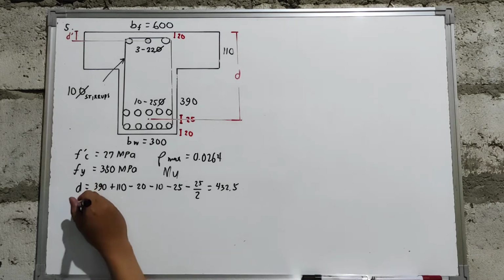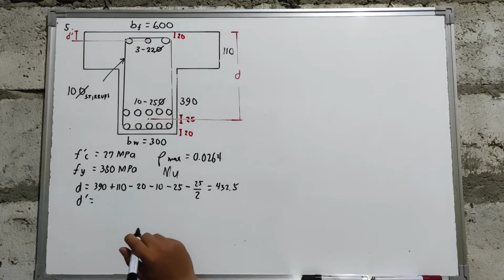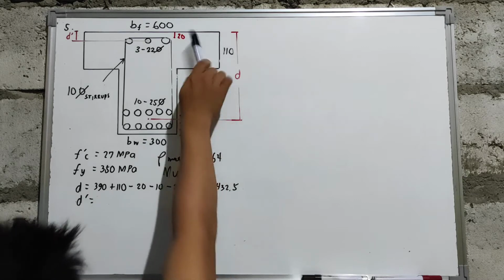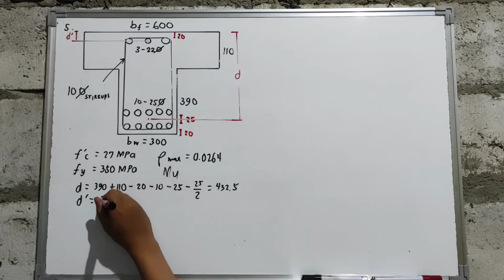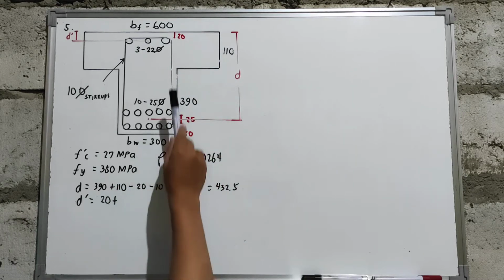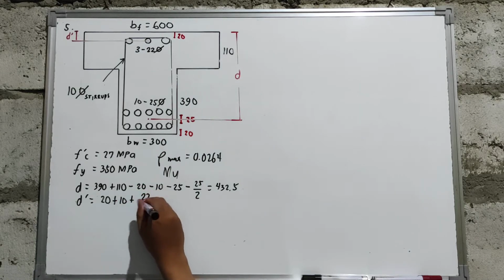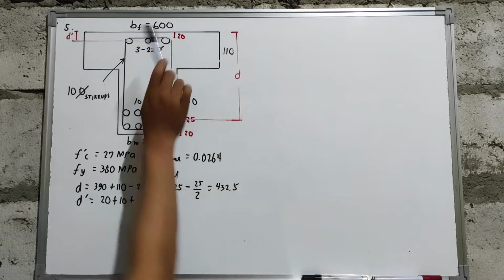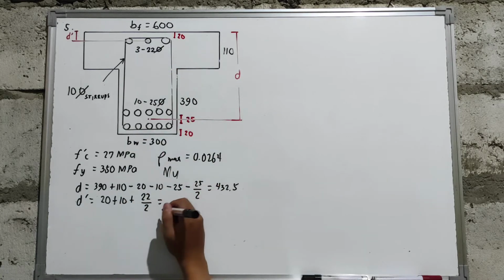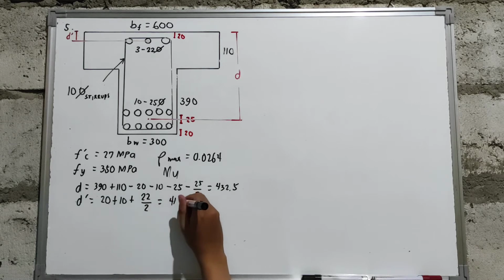Next, what is the value of your d'? Here, from the clear concrete cover of 20 plus the diameter of our stirrups plus half of the diameter of our compression steel bars. So you will have a value of d' equal to 41 mm.